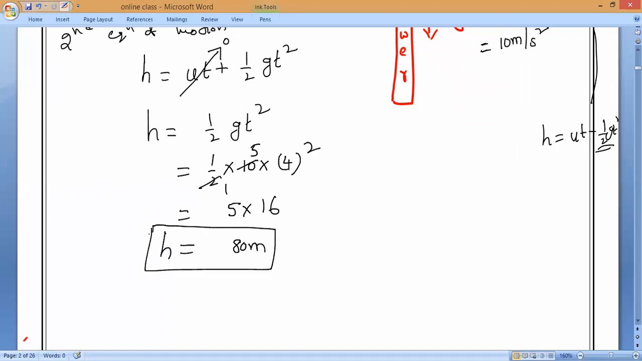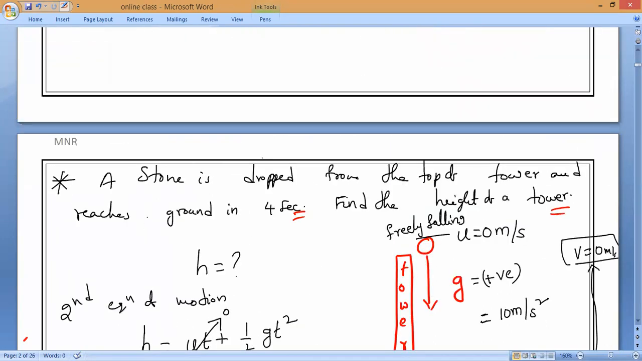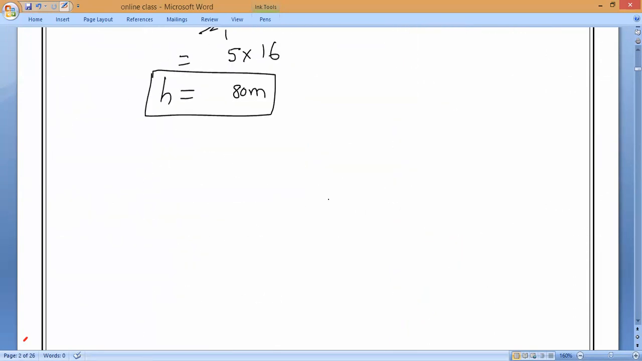Now, you have no need to use the second equation of motion, as we know the time period. Time is equals to 4 seconds, given. Please write it neatly. They are asking height. What is the relation between time and height? Time and height, directly we know that relation. Alternative method. Time square is directly proportional to height.